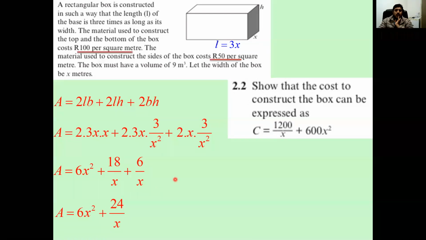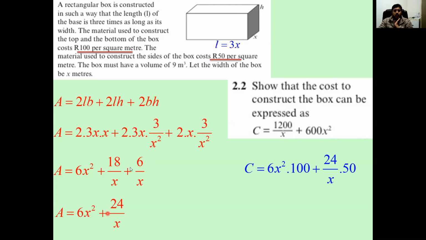So now we need to return to the question. We have the area of the box in terms of x. And the question says that the material used to construct the top and the bottom of the box costs 100 Rand a square meter. Now, which part of our formula is the top and bottom? If you remember when I was explaining the formula, 2 length times breadth, this is the top part, which gave us 6x squared, which means we should be multiplying this by 100.